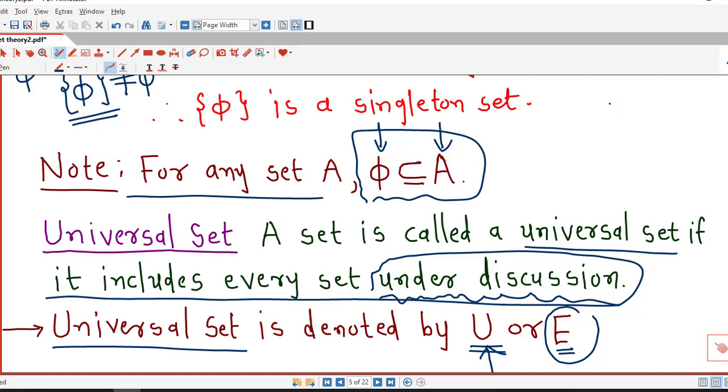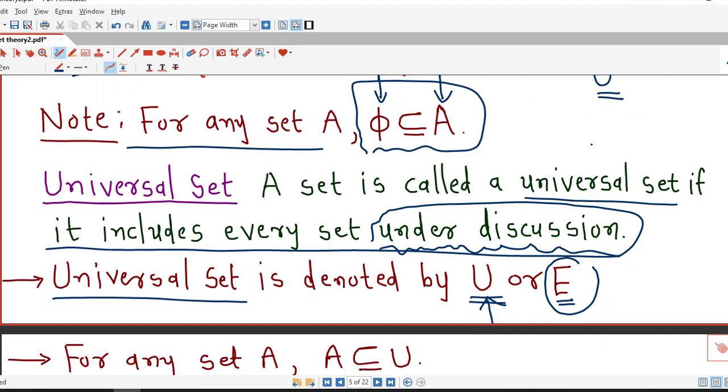For example, if we are discussing people in our state Gujarat, then the universal set is the set of all people in Gujarat. So the universal set depends on the discussion. Whatever discussion there is, depending upon the objects under that discussion, there will be a different universal set. The universal set is that set which includes all possible sets under discussion.